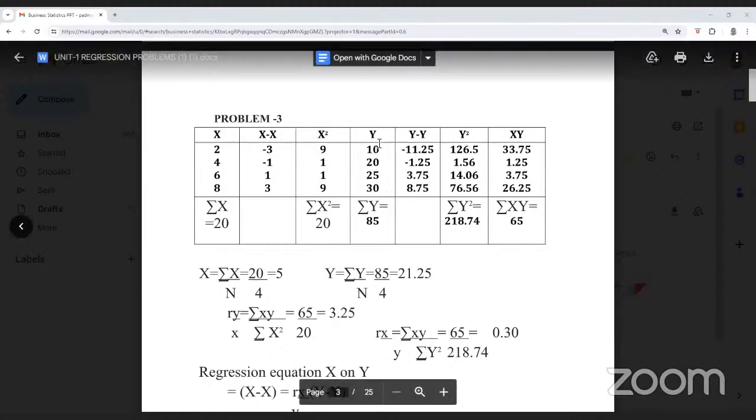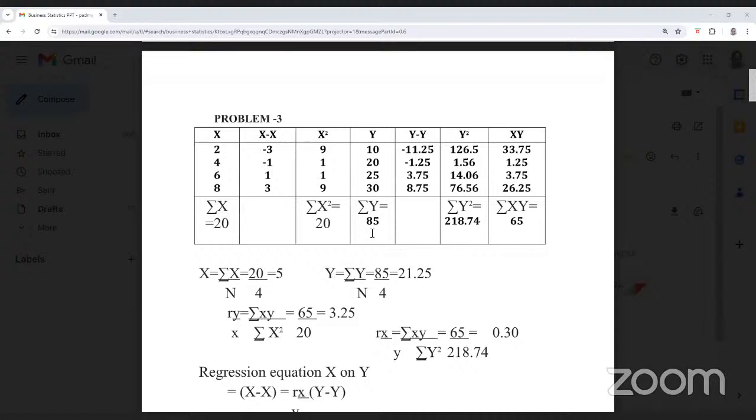And the other one is the y value, that is 85. So first I have to find out the mean. Without the mean, I cannot go with the regression equation. Here I got the x total, that is 20. Sigma x divided by n, that is 20 divided by 4. It is 5.